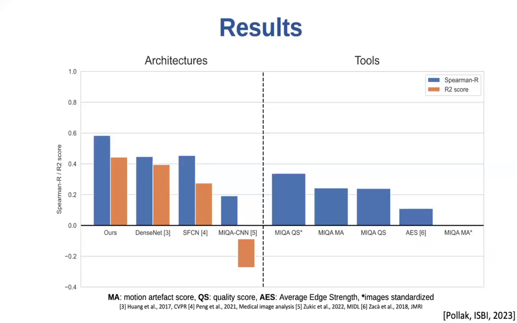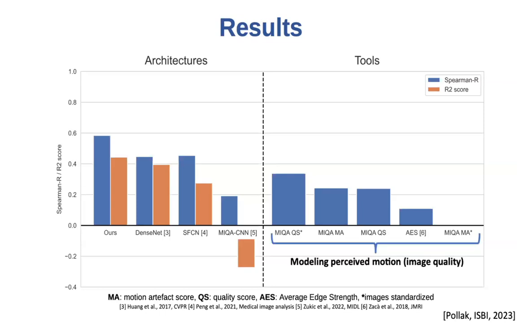And we also show the Spearman R, so the correlation, and we show this for the architectures and for some other tools. Now, these tools are predicting the perceived motion. Our tool is actually the first method that predicts actual measured motion, right?